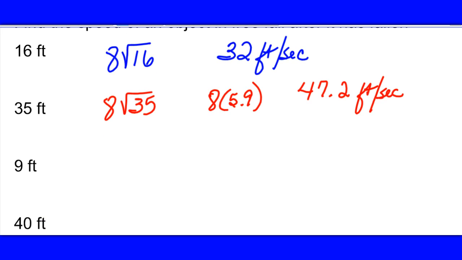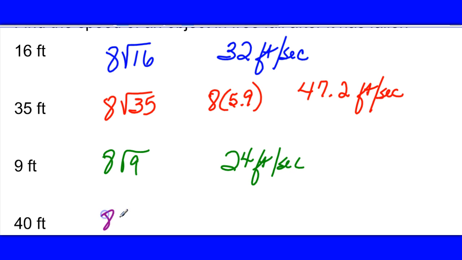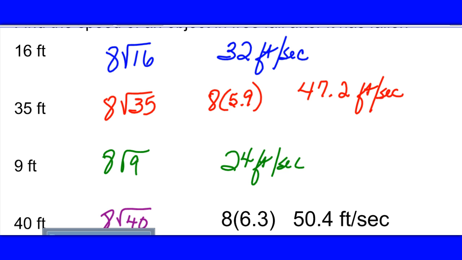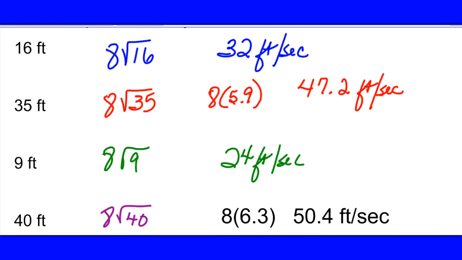All right, let's do it with 9. So 8, square root of 9. Again, there is a square root of 9, it's 3. 8 times 3 is 24 feet per second. And then the last one we're going to do here is 40. 8 times the square root of 40. Again, we're going to approximate the square root of 40, which is 6.3, and that gives us 50.4 feet per second.